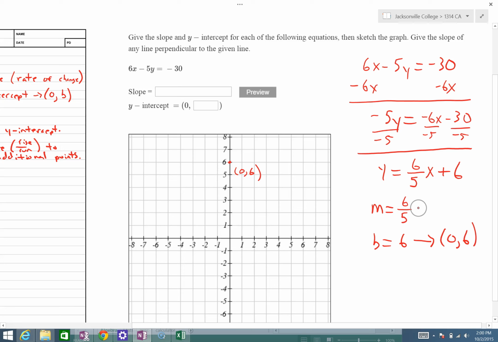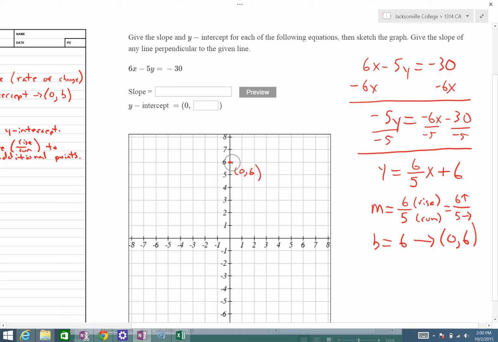Alright, now this is my slope, 6 over 5. Well, we know slope is rise over run. This 6 is my rise. This 5 is the run. In this case, it's going to be 6 up because it's a rise. And run is always to the right, 5 to the right.